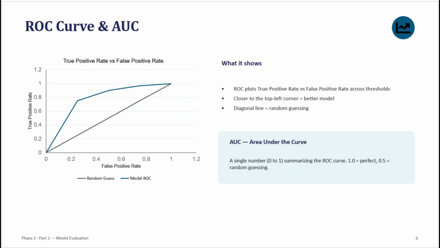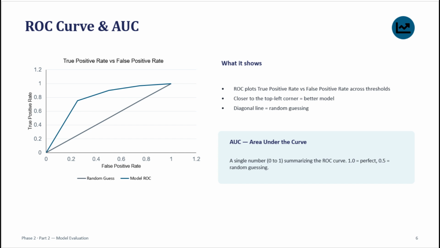Now let's move beyond simple metrics. Meet the ROC curve. ROC stands for Receiver Operating Characteristic. Don't worry about the long name. What's important is what it shows. The ROC curve plots the true positive rate against the false positive rate at different decision thresholds. A perfect model stays close to the top left corner. A random guessing model follows the diagonal line.